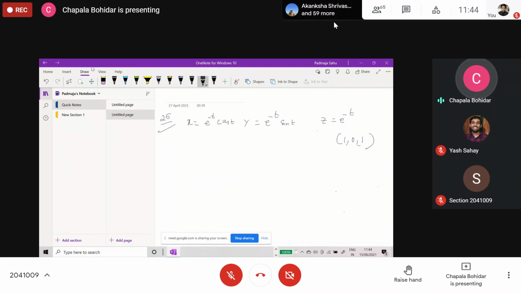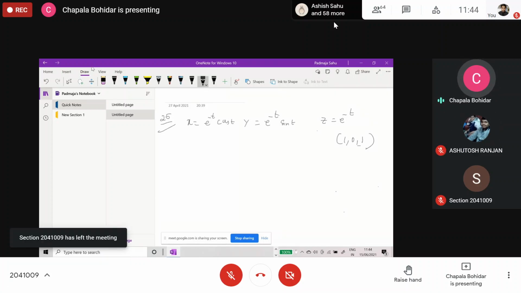So what is the point you get here? The xyz point, at t is equal to 0. At t is equal to 0, cos 0 is 1, then y is equal to 0, then z is equal to 1. So 1, 0, 1. So the point is at t is equal to 0.